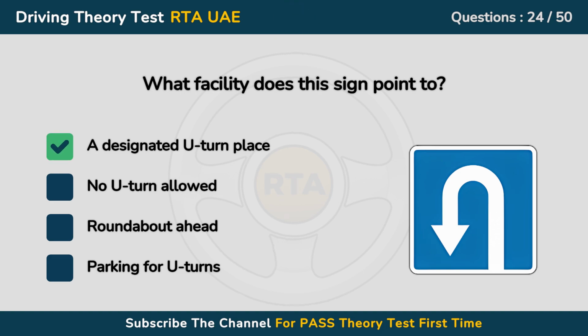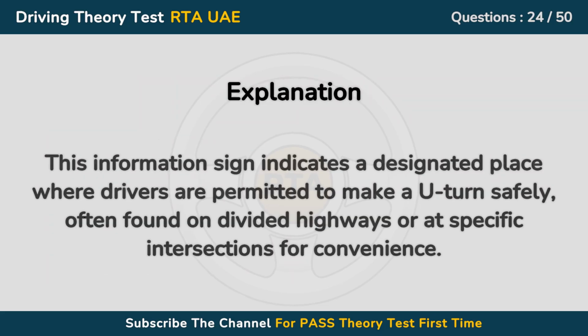Answer is A. A U-turn place. This information sign indicates a place where drivers are permitted to make a U-turn safely, often found on divided highways or at specific intersections for convenience.